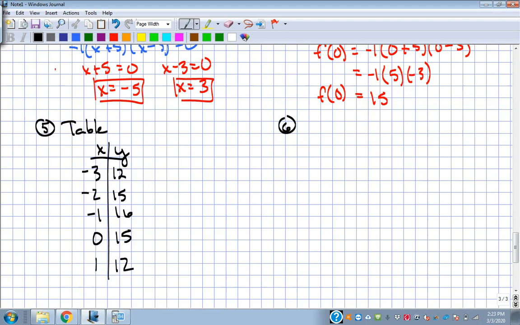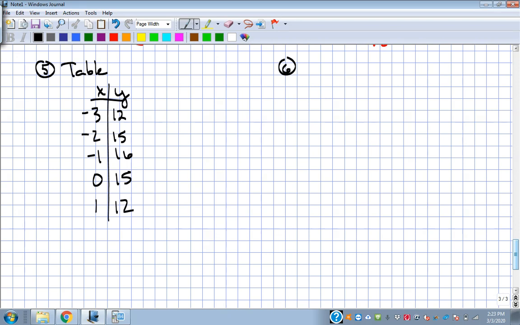So when I draw this one, I've got to make it kind of tall when I draw my coordinate plane for this one, because it's got to go up to 16. I'm going to plot my points. -3, 12. 1, 2, 3, 4, 5, 6, 7, 8, 9, 10, 12. -2, 15. 13, 14, 15. -1, 16. 0, 15. And 1, 12.